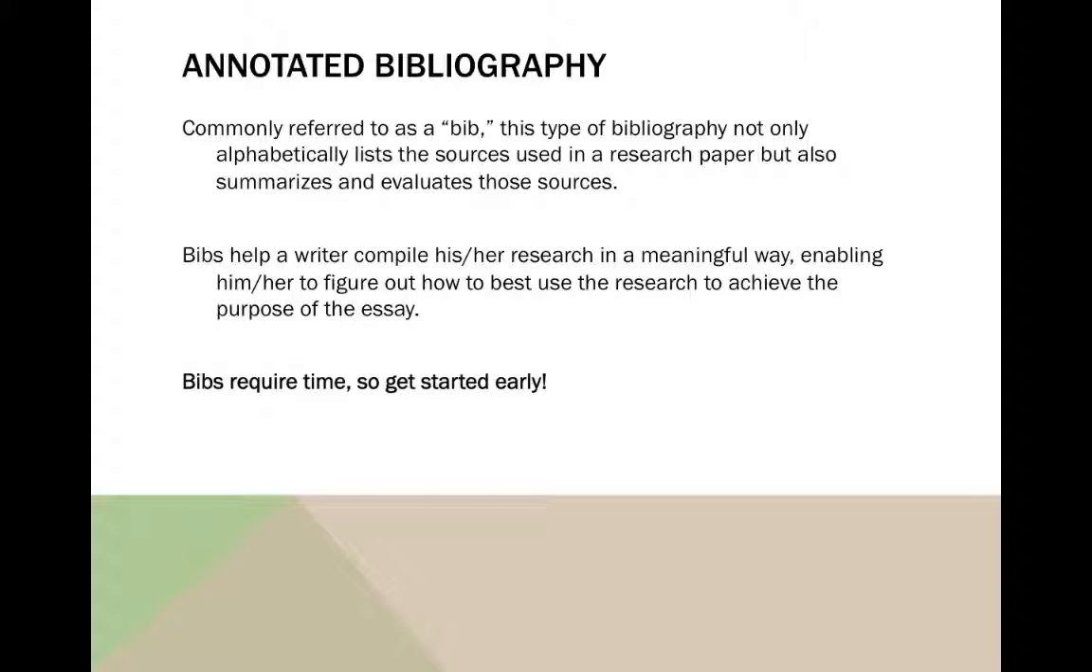And creating an annotated bibliography can take some time. Now, your requirement is 7 sources, and 2 of those sources can come from our class. So your bib is not quite as daunting as, say, the kind you might have to do in graduate school if you're headed that way. But it does make a difference in terms of getting your research paper together.